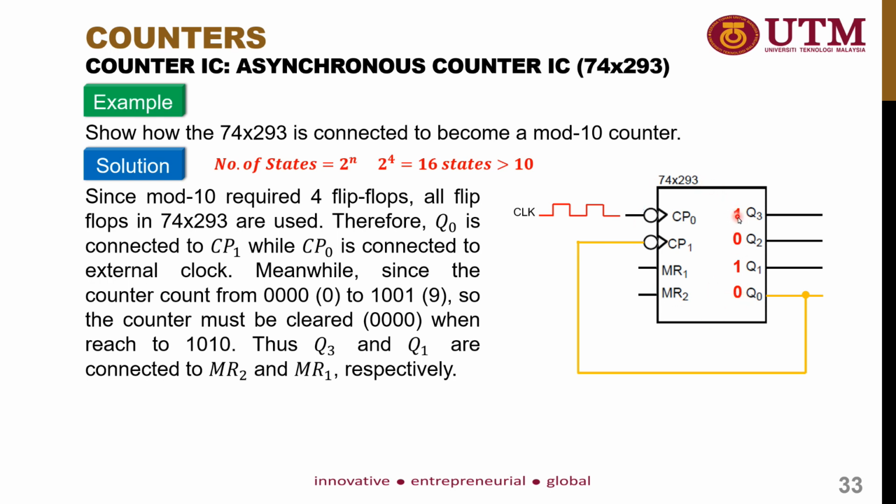So in this situation, we have 2 outputs of 1. Each output of 1 will be connected to each input of MR1 and MR2. So that 1 will be connected to MR2 and 1 will be connected to MR1, and it will reset the counter when it reaches the count of 1010. Alright?